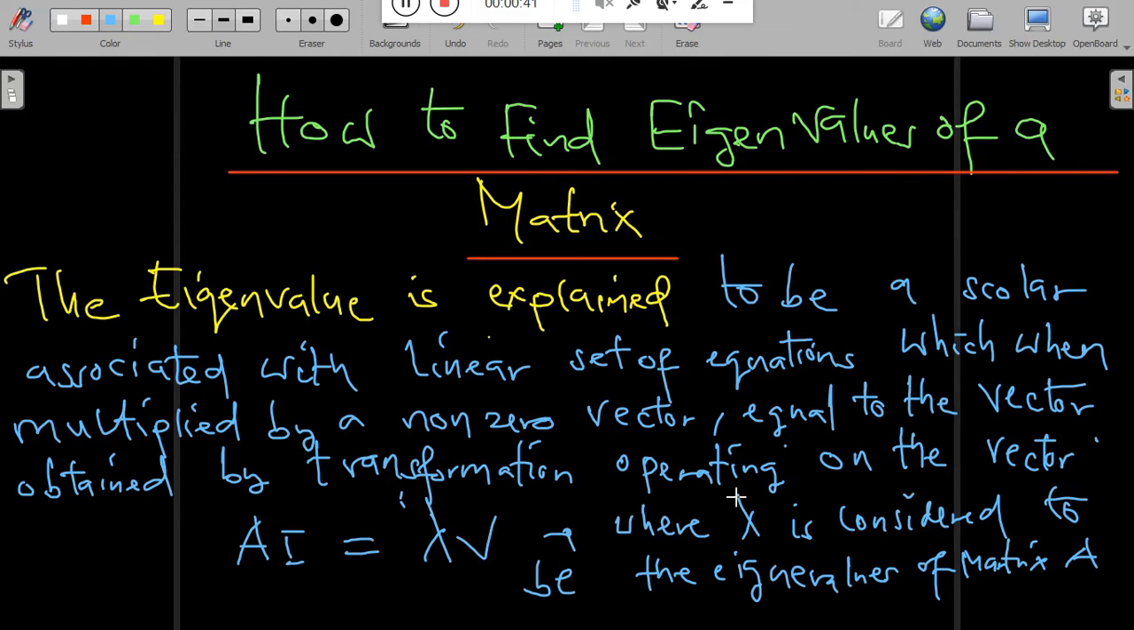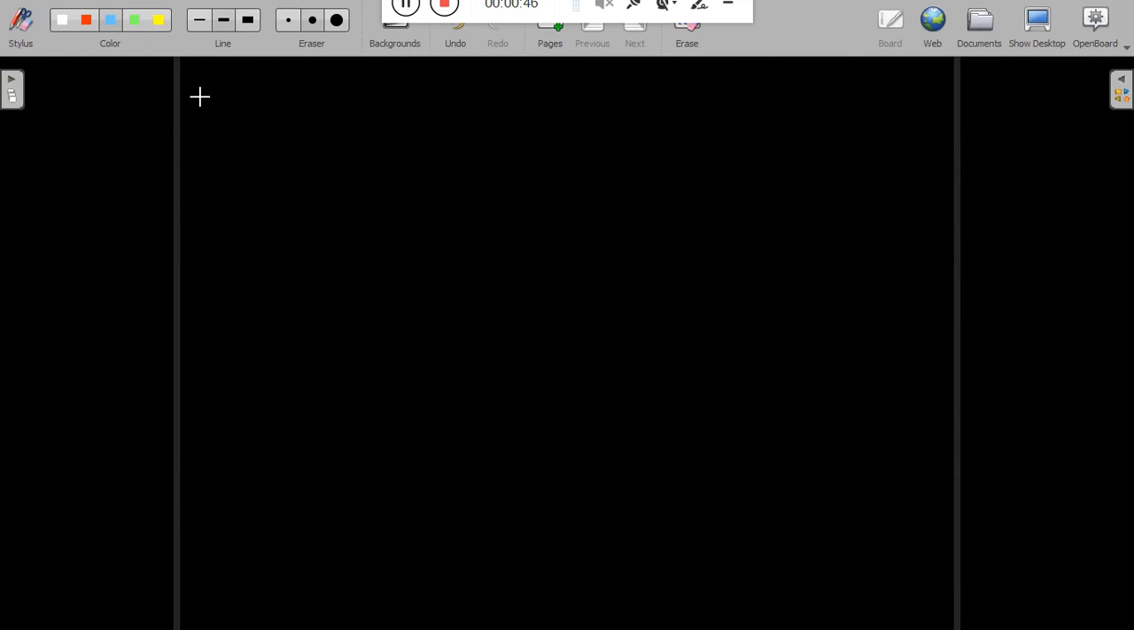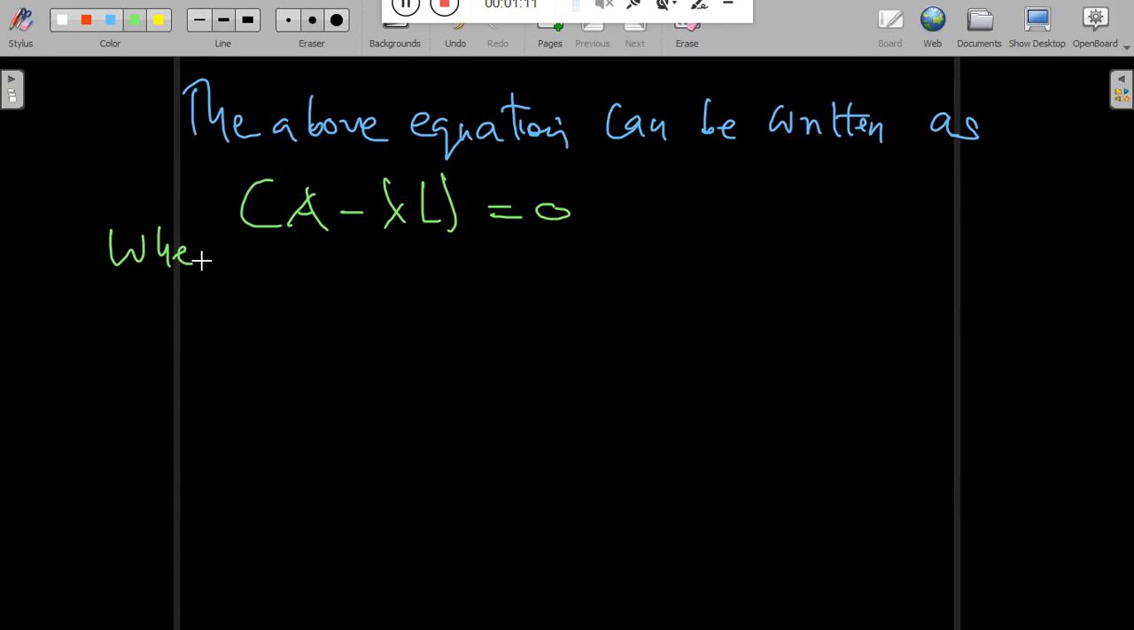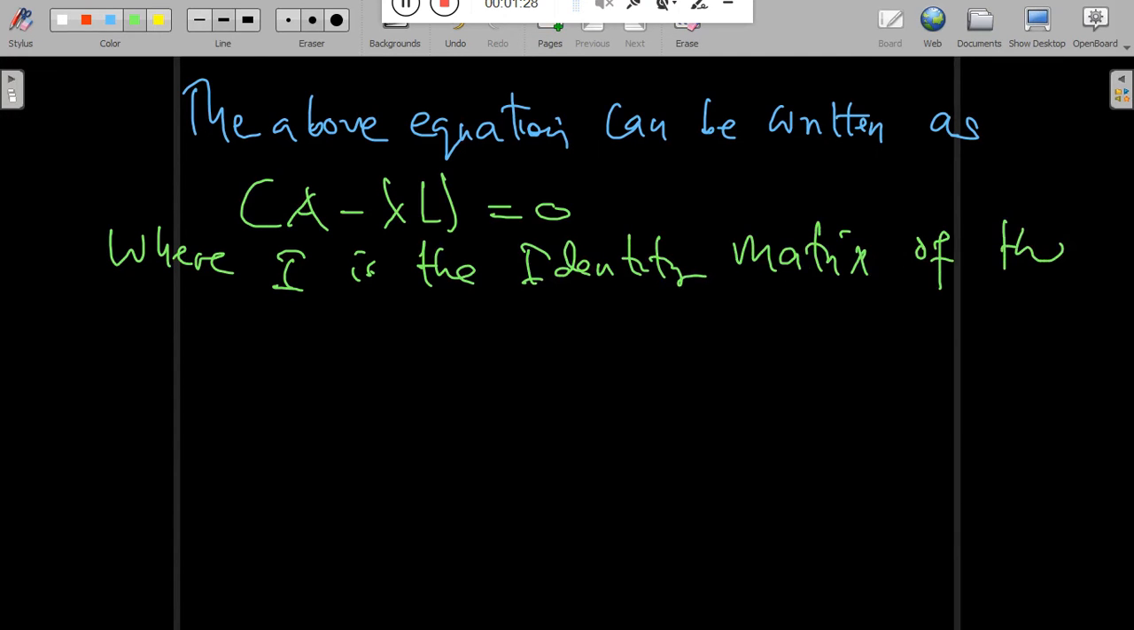This kind of equation can be represented as A minus lambda I equals 0, where I is the identity matrix of the same order as A.